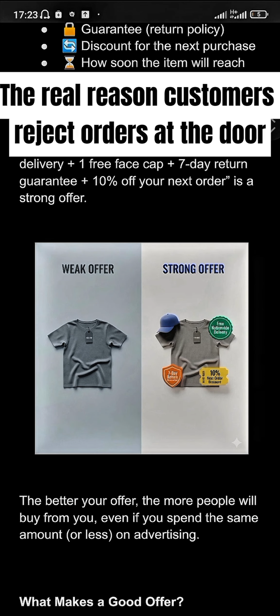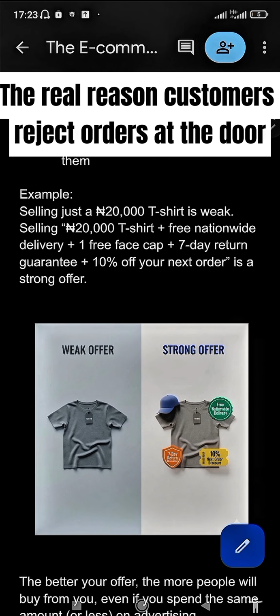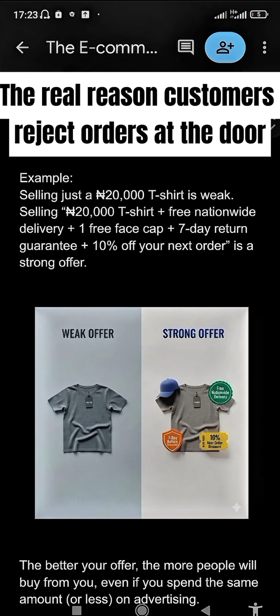Your question now might be that if I'm giving all these things for free, this would actually eat into my profits. But think of it this way: if you're selling a weak offer, fewer people buy it.